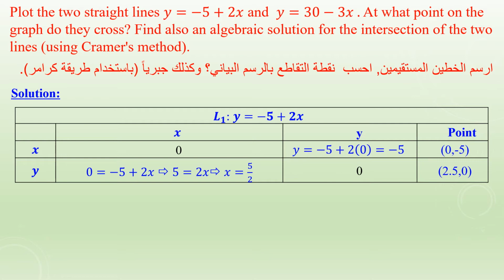The first row, you see, is like this. I put x equals 0, then y equals negative 5 plus 2 times 0, then y equals negative 5. The first point is 0 and negative 5. And for the second point, I put y equal 0. Then 0 equals negative 5 plus 2x. I take negative 5 to the other side, it becomes positive, and divide by 2. Then x equals 5 over 2, which is 2.5. The second point is 2.5 and 0.